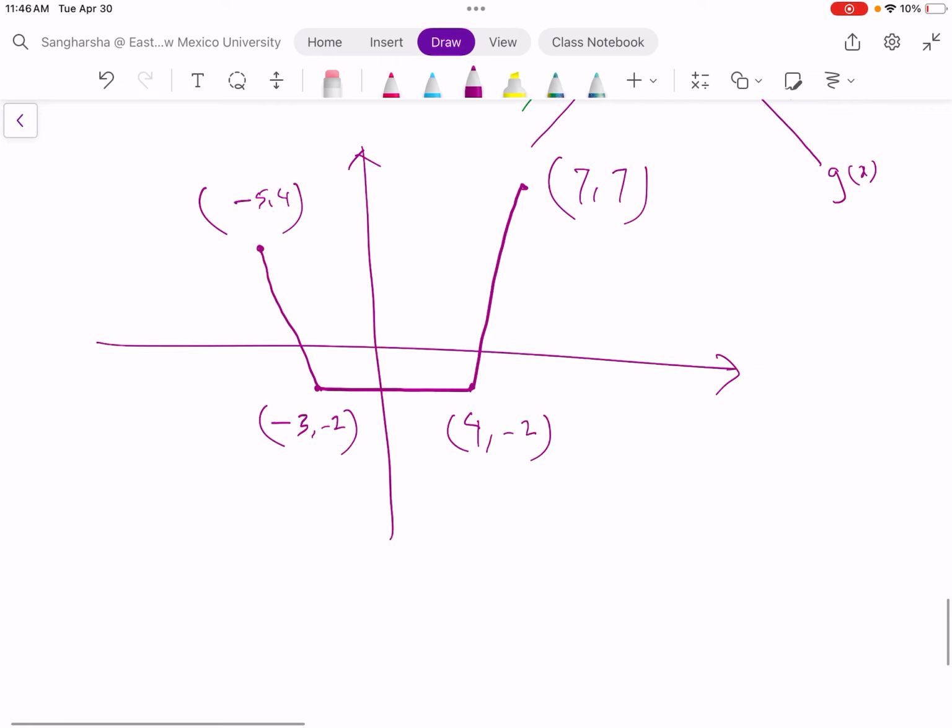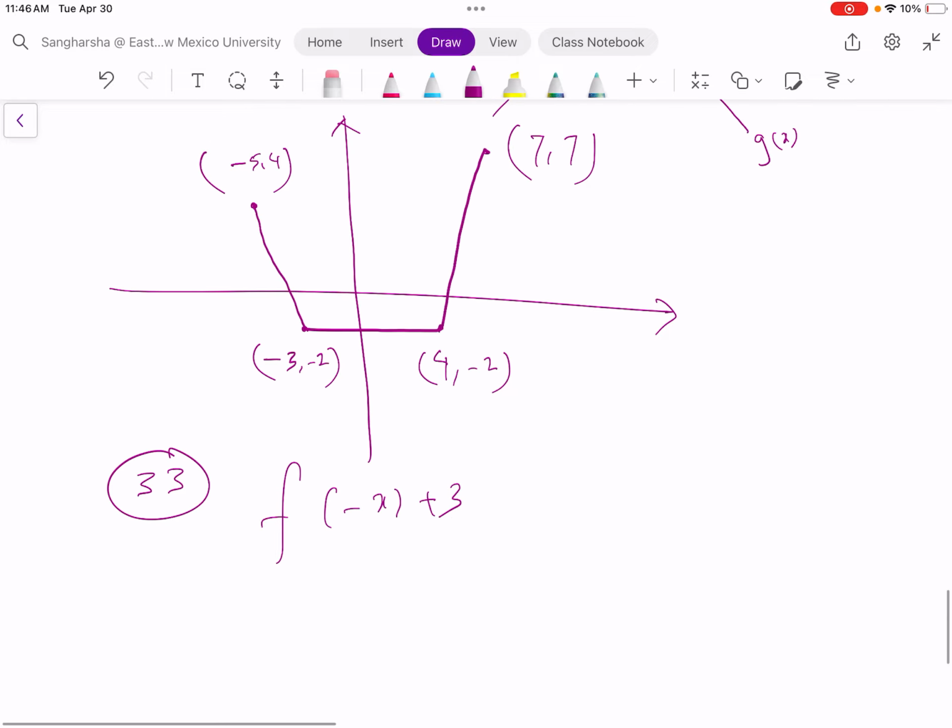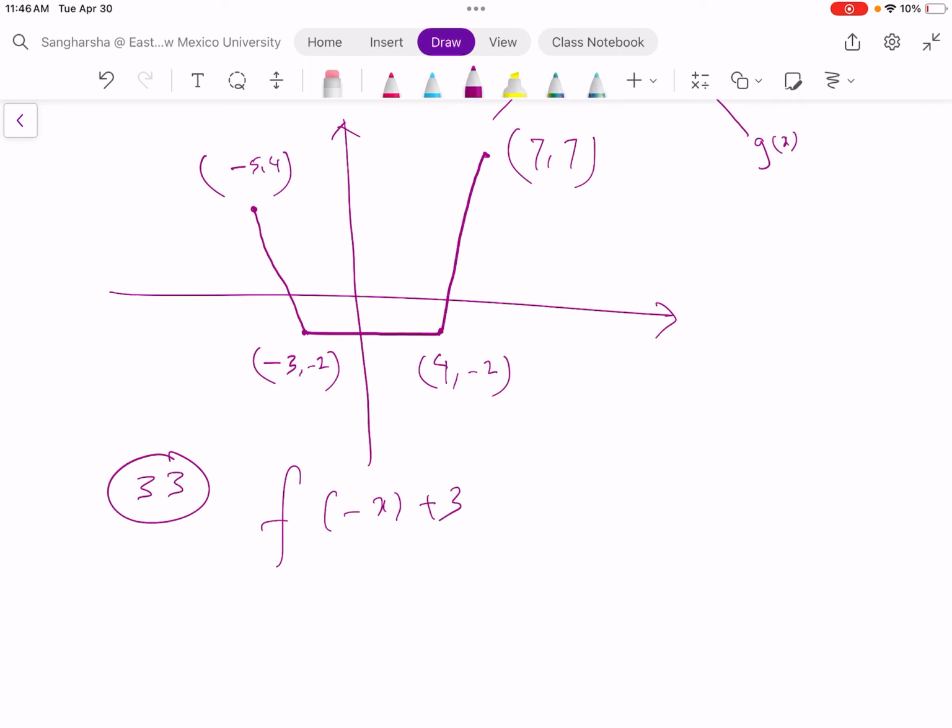We are asked to graph f of x. No, this is the given f. This is f of x. What we need to find is f of -x plus 3. And this is the output, the y value. Do not get confused, this is your output.